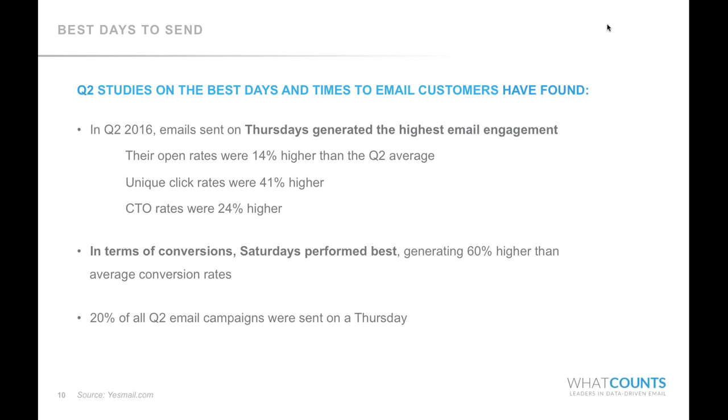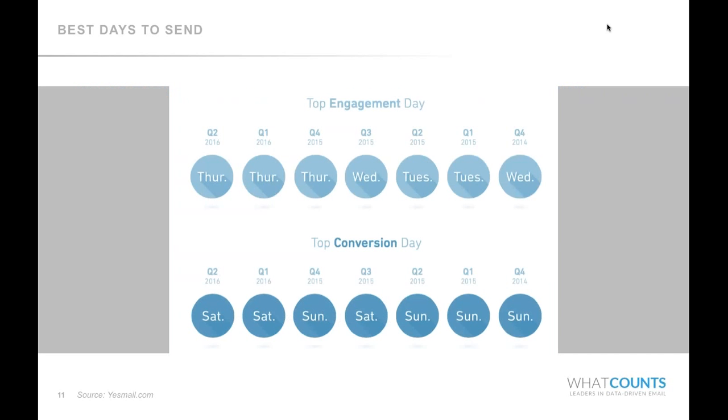Obviously this isn't going to be a win for everyone across the board, but this is a lot of data compiled, and what they found was that Thursdays generated the highest engagement, but Saturdays got the highest conversions. And this is just a chart that shows that again and backs it up. This is from Q4 of 2014 up to Q2 of 2016, and it shows it fluctuated between Wednesdays, Tuesdays, and Thursdays for the top engagement day, but the last 3 quarters tracked, it was Thursdays. And as far as conversions, you can see Saturdays and Sundays hands down.